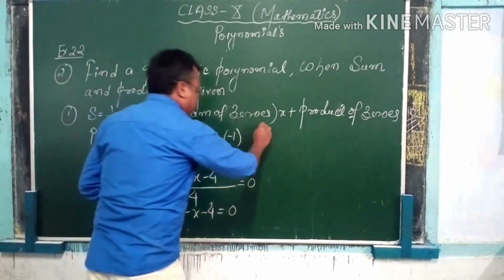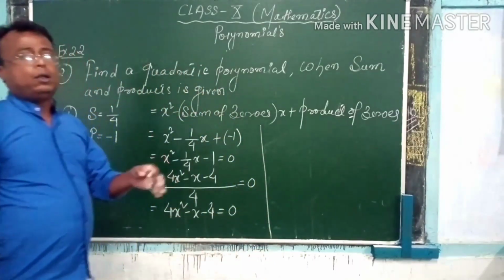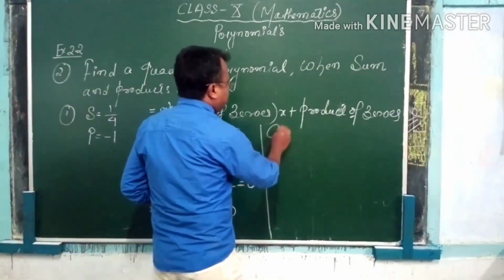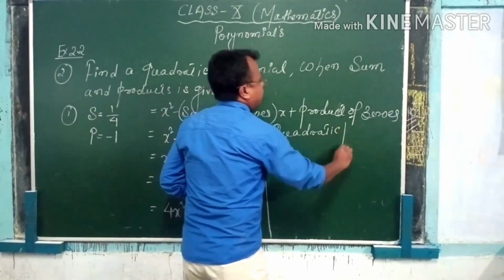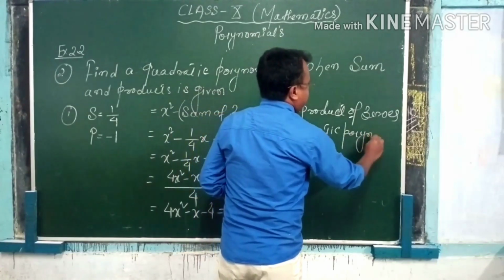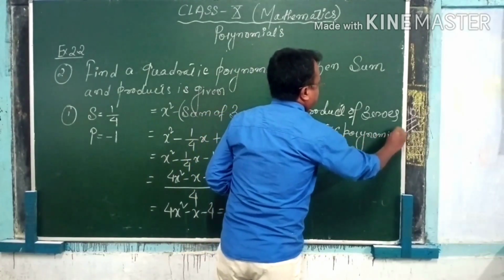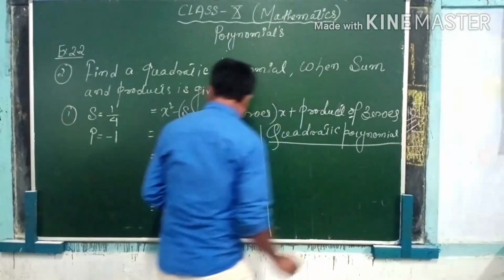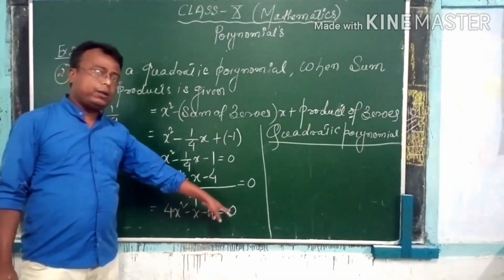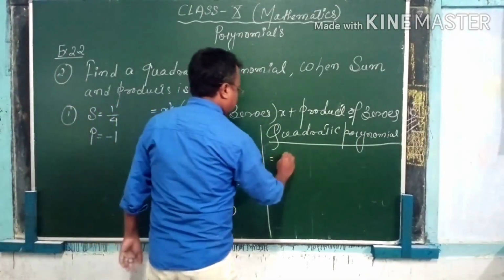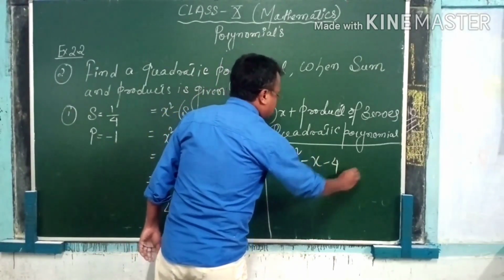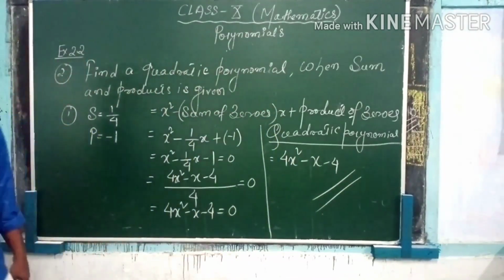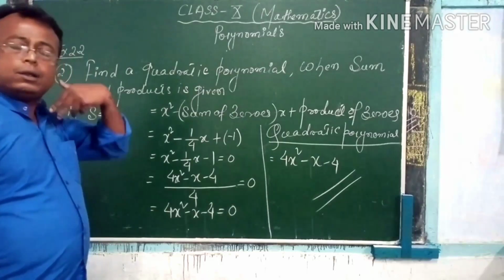So our question is we need a quadratic polynomial. Simply what we can write, now the quadratic polynomial is just simply you write this one, no need to equate with 0. So 4x square minus x minus 4. So this is the answer. Like this you can find out the quadratic polynomial if the sum and product of the zeros is given.